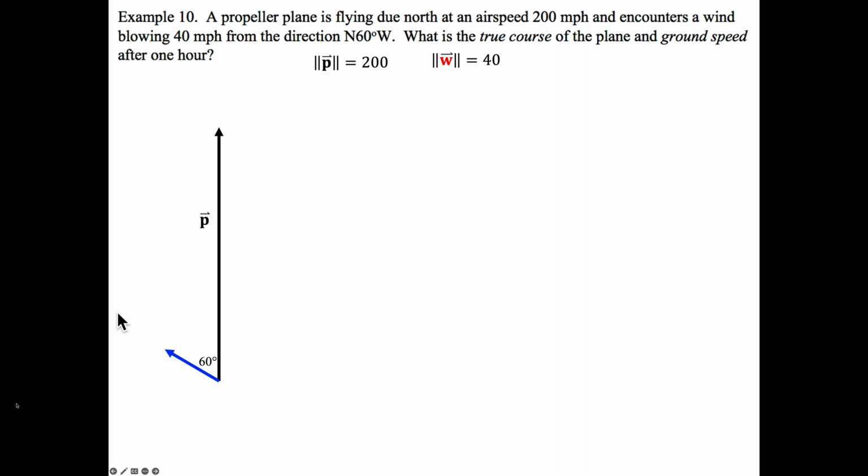So technically, we've got to take this blue vector and flip it in the opposite direction because the wind is blowing in this direction. So that gives me negative 30 degrees with relationship to my positive x-axis. Still 60 degrees there because those are vertical angles.